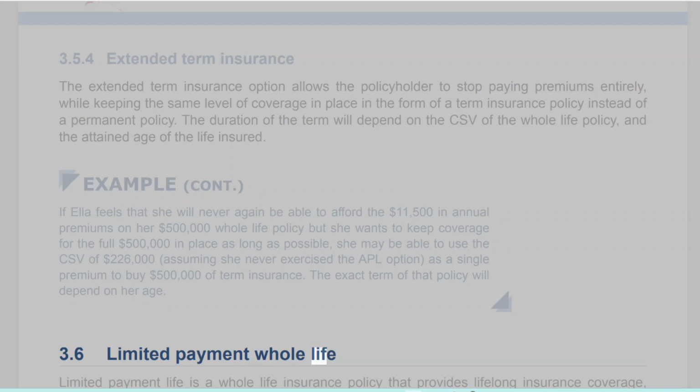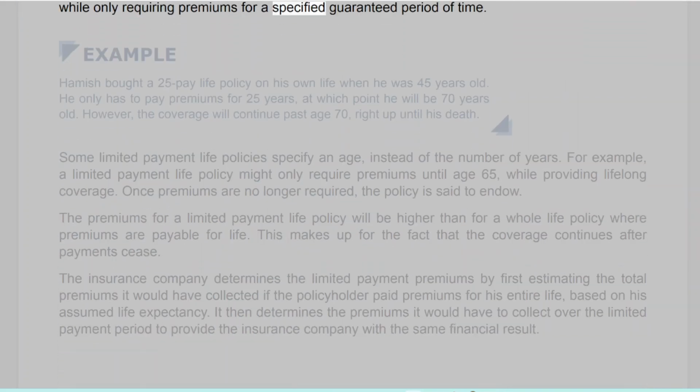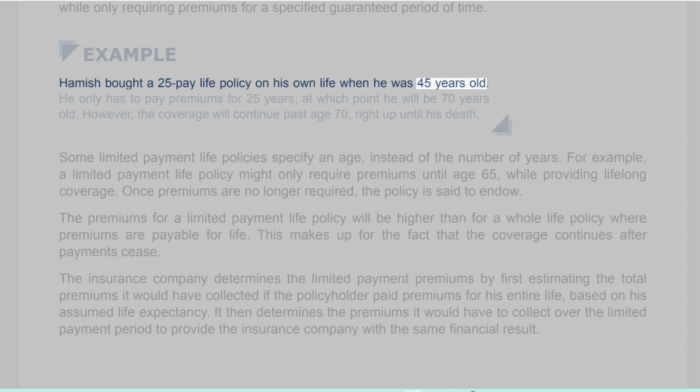3.6 Limited Payment Whole Life. Limited Payment Life is a whole life insurance policy that provides lifelong insurance coverage, while only requiring premiums for a specified guaranteed period of time. Example. Hamish bought a 25-pay life policy on his own life when he was 45 years old. He only has to pay premiums for 25 years, at which point he will be 70 years old. However, the coverage will continue past age 70, right up until his death.